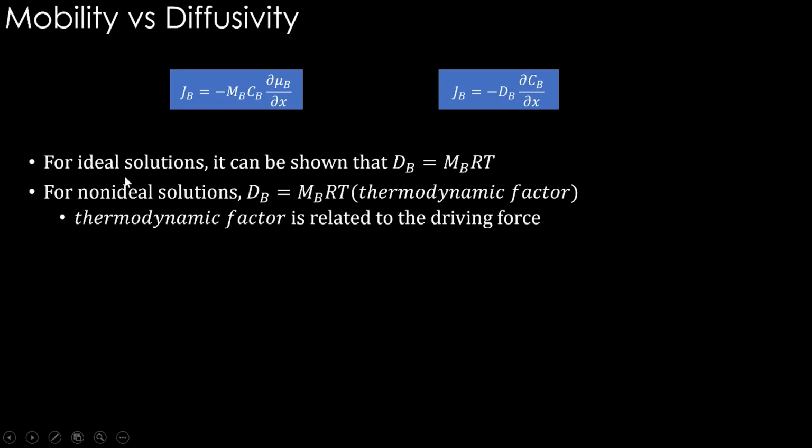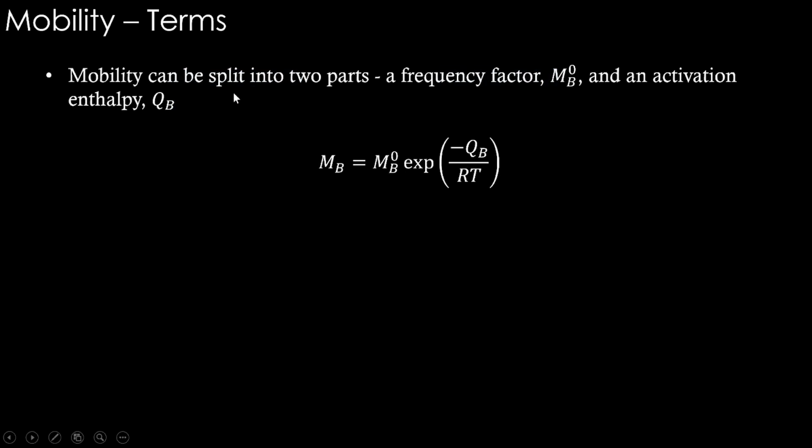Okay. So for ideal solutions, we said mobility and diffusivity are very simply connected with this RT term. For non-ideal solutions, there is a thermodynamic factor coming, and this thermodynamic factor is related to the driving force. Let's see more about this mobility. Mobility can be split into two parts: a frequency factor MB naught and an activation enthalpy QB. It's similar to the diffusivity. MB is MB naught exponential minus QB by RT. In this form it can be written.